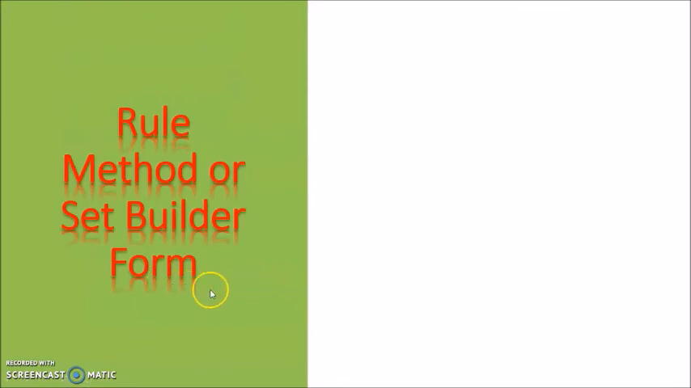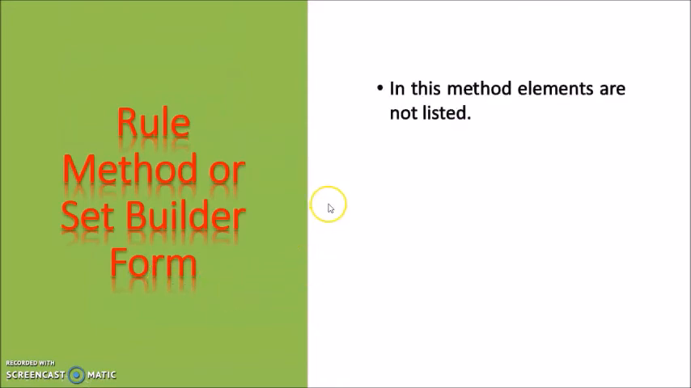Next method is rule method or set builder form. It is used when you have to write a large number of members of the set. For example, A is the set of natural numbers. In this method, the elements are not listed. We don't list them because there are a large number of members.